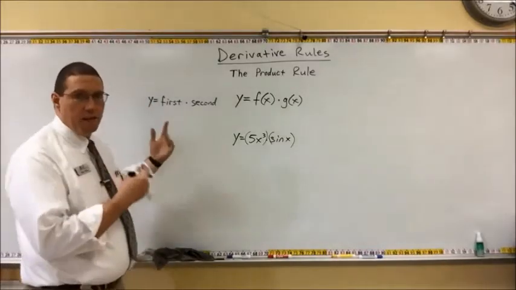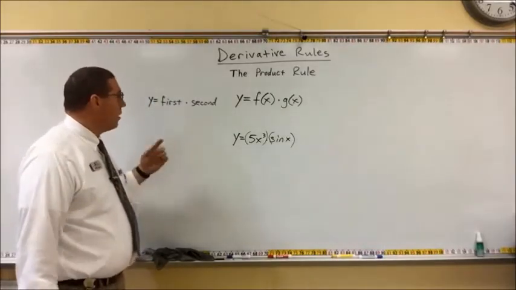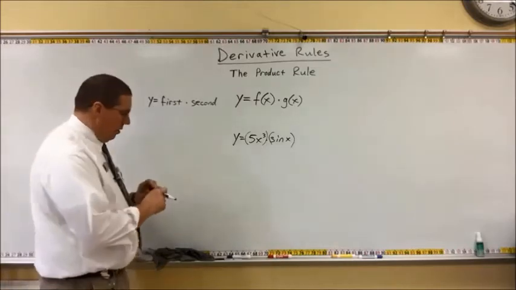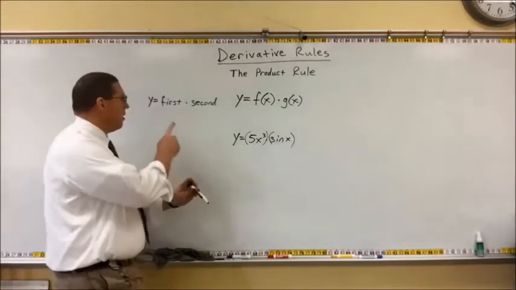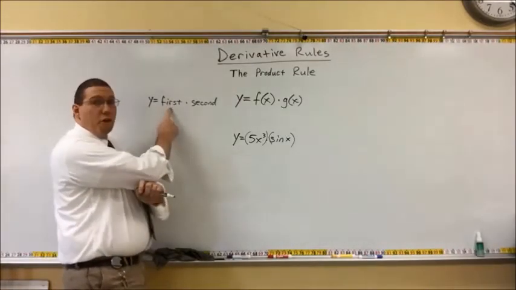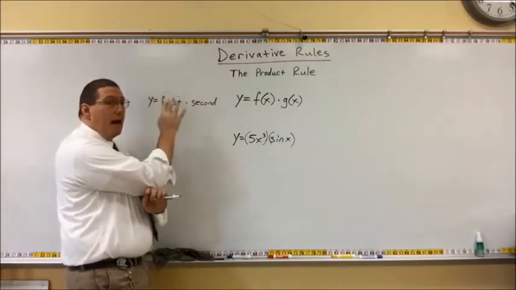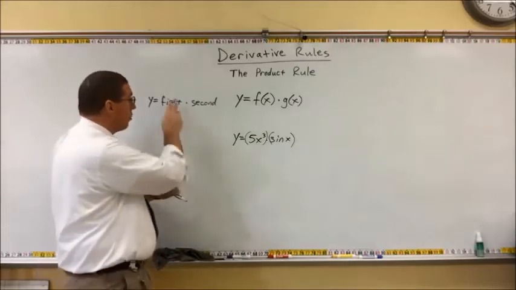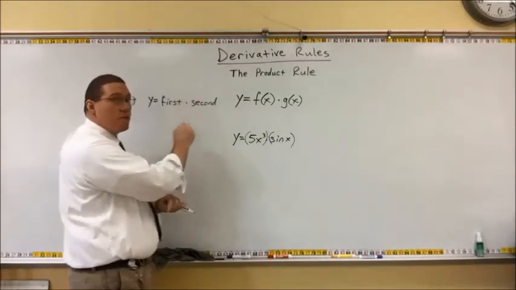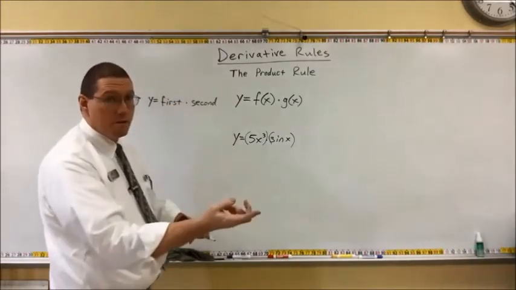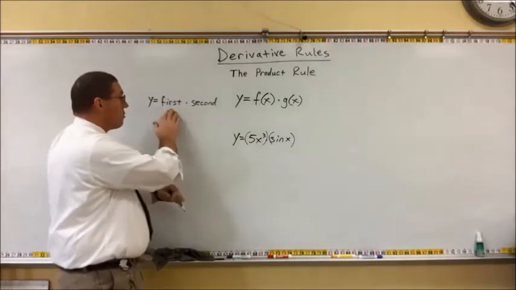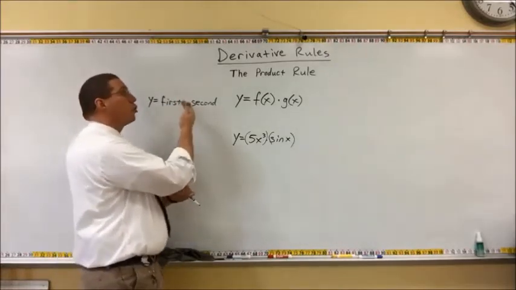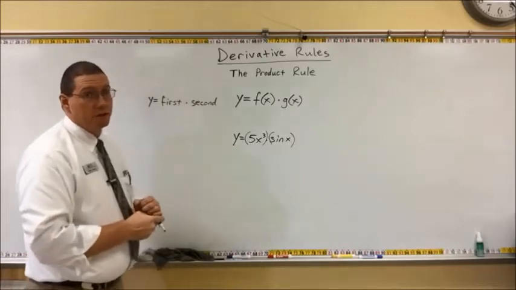I'm going to say it first, then I'm going to do it on the board. The derivative of a product of two functions is the derivative of the first function times the second function, as is, not the derivative. So the derivative of the first function times the second function plus the first function times the derivative of the second function.